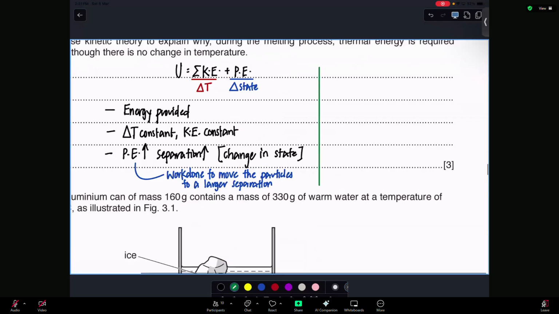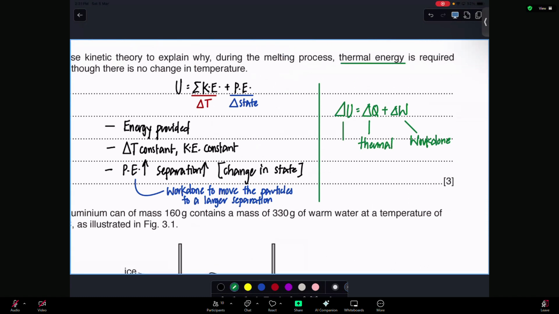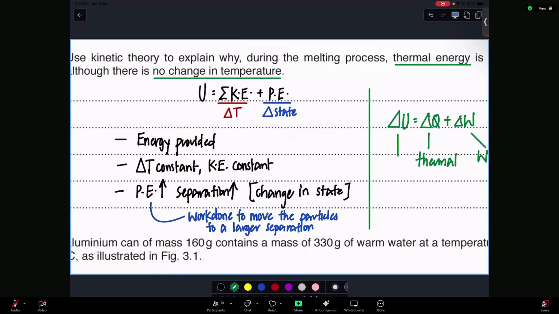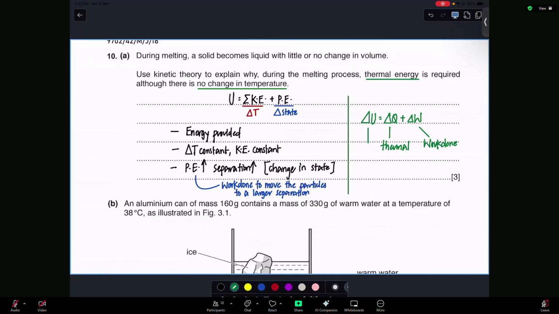Because ওরা যেটা ইউজ করছে ওরা এটা ইউজ করছে del U equals to del Q plus del W, and the del Q here is what energy? Thermal, and this is internal, and this is work done. In this particular scenario, the change in state, is it because you're doing work on the system or doing work against the system? No, right? You're providing thermal. So I think they're emphasizing on the thermal energy being required. I took the question on focus on this. There's no change in temperature, right? I don't think so, because explain why during melting process thermal energy is required, although there is no change in temperature. The answer doesn't acknowledge why change in temperature is not there.